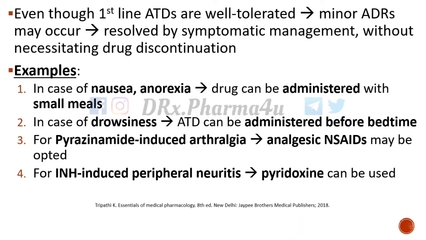If pyrazinamide causes arthralgia, we'll talk about all these things in later sections when I talk about interesting factors about anti-tubercular drugs in future videos. So pyrazinamide causes arthralgia. Arthra means joint, algia means pain. So we may give analgesic NSAIDs. And if isoniazid-induced peripheral neuritis occurs, usually peripheral neuropathy, then pyridoxine can be used. But usually we do not wait for peripheral neuropathy to happen. When isoniazid is given, pyridoxine should be given to such population, whether pediatric, adult, geriatric, or pregnant. Pyridoxine should be given.